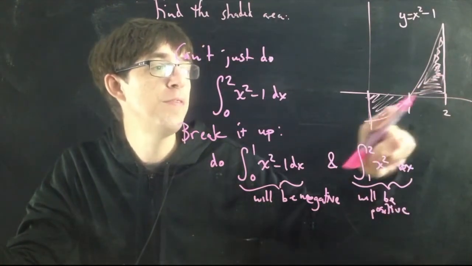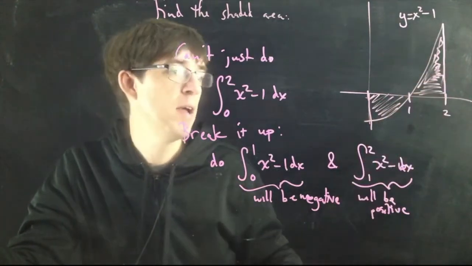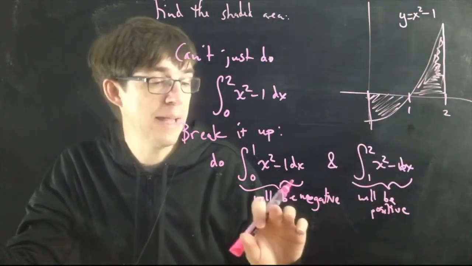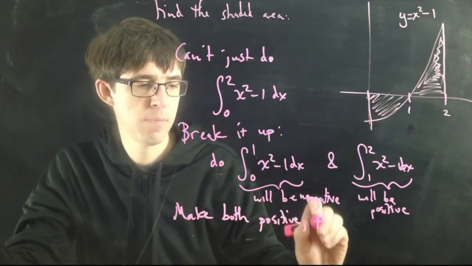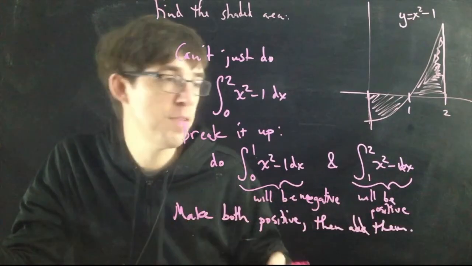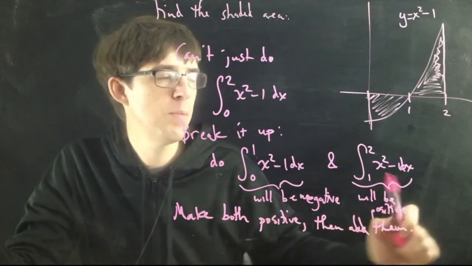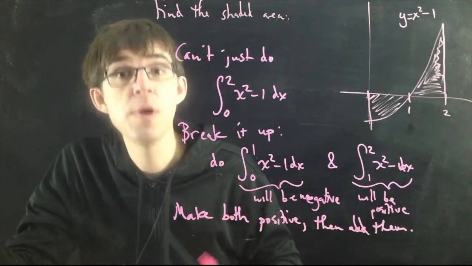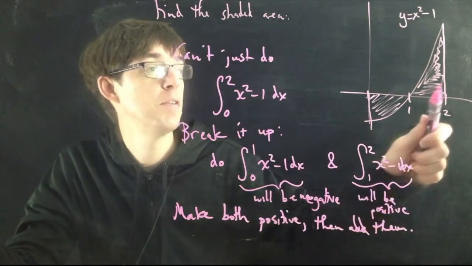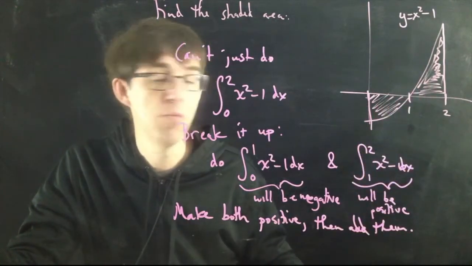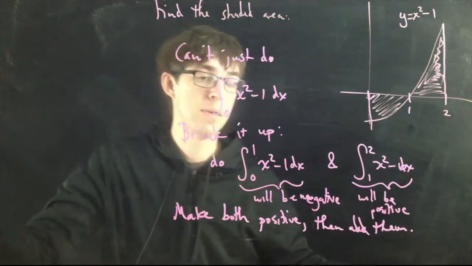To get the true value of the whole shaded area, you've got to add those numbers together, ignoring the fact that this is negative. So I'm going to say you're just going to make both of them positive, right? This one we know will be positive. The negative one, you're going to just make it positive and then add them together. That will give you the total area of the shaded regions. Let's see if we can do it.